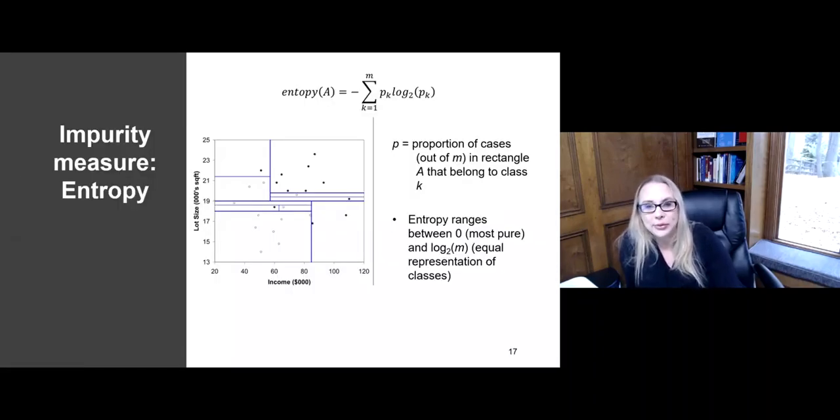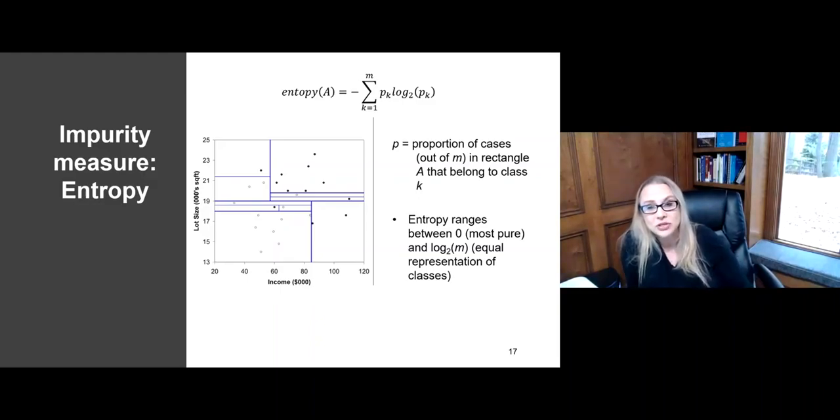Going a little bit deeper into this measure of entropy, to give you some intuition about what exactly it's measuring, one of the most popular measurements is going to be entropy. This is the formula of how you compute it, where P is the proportion of cases out of the M in the rectangle that belongs to class K. So basically it's looking at the percentage of purity. What percentage of the observations belong to that same class?